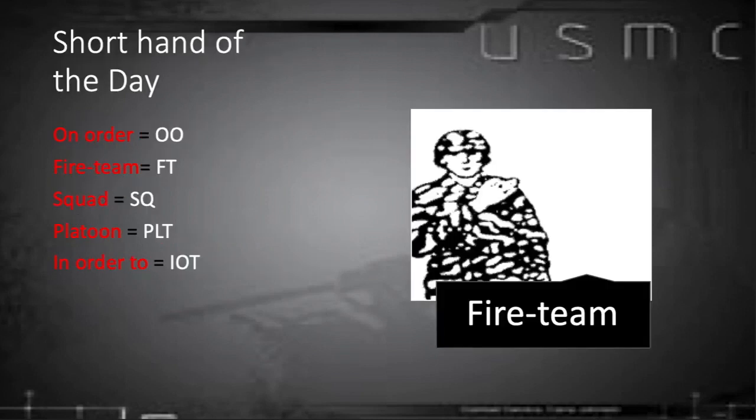Okay, so to finish up here, we're going to go with shorthand of the day. I wanted to start this in this video so that you guys could get a little bit of the shorthand and understand how to write some of it. Okay, so we've got on order is OO. Sometimes there's a backslash in between the two, but that's shorthand, so when you're writing fast, you don't have to write out on order, you can just write OO. Same with fire team, FT, squad, SQ, platoon, PLT, and in order to, IOT.